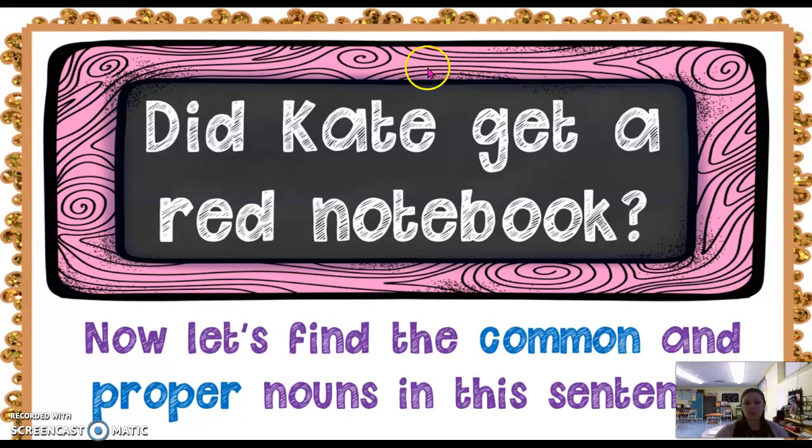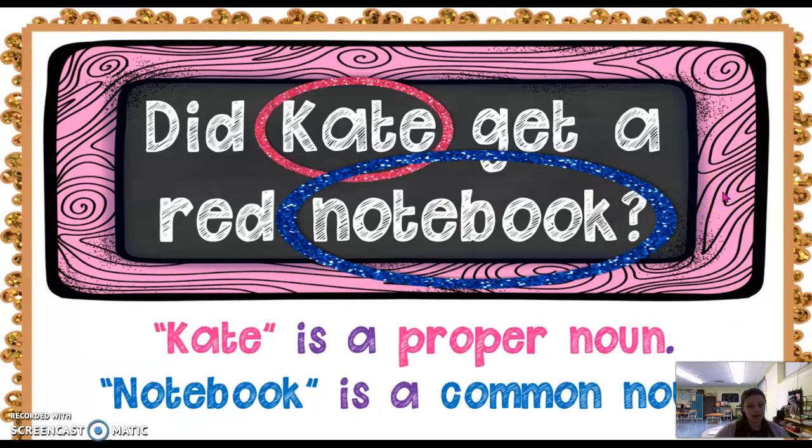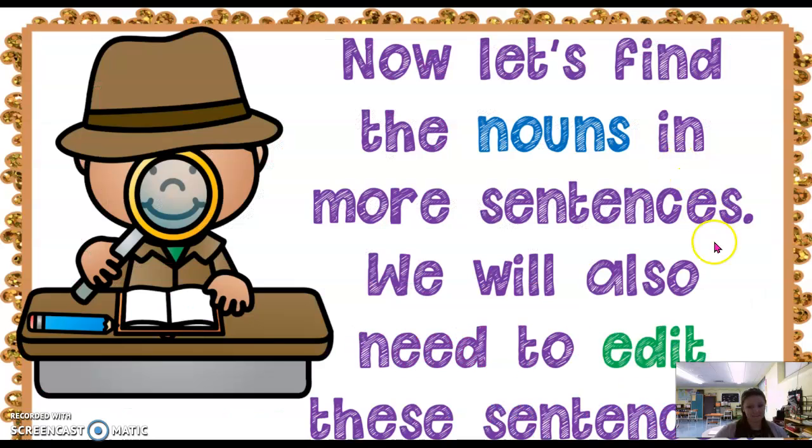Okay, so looking at did Kate get a red notebook? We said Kate and notebook were both nouns, but let's see if we can figure out the common and proper noun in this sentence. Kate is a proper noun. It's the specific name of a person. Notebook is a common noun because it's just a regular thing. Notice notebook doesn't have a capital letter, but Kate does.